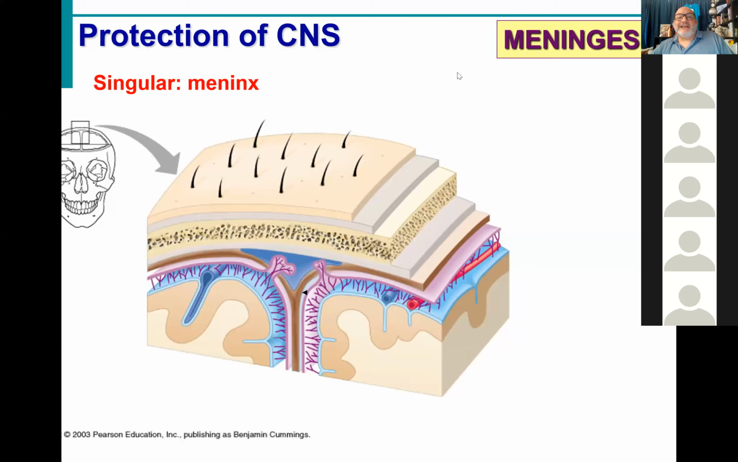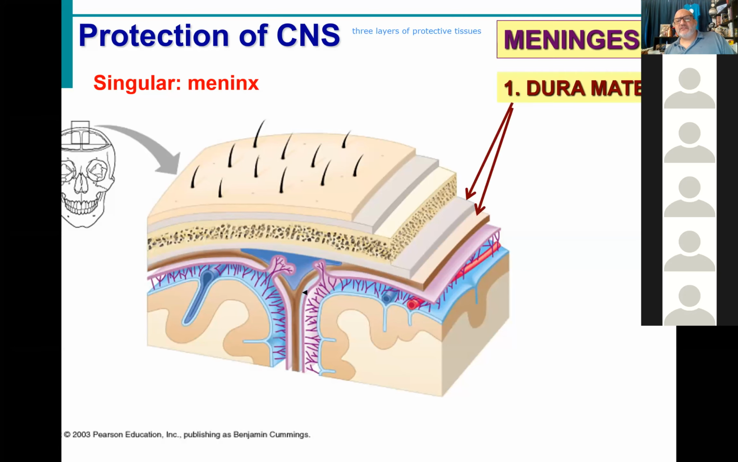So again, 3 layers of protective tissues. And those 3 layers of protective tissues collectively are known as the meninges, the singular of which is meninx. The first of these is what is known as the dura mater, the tough mother.